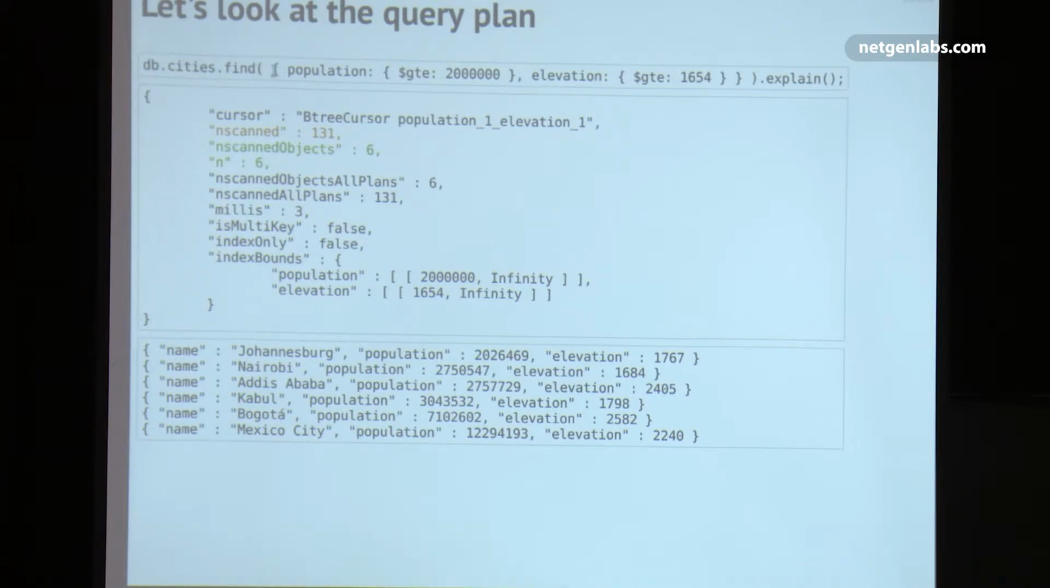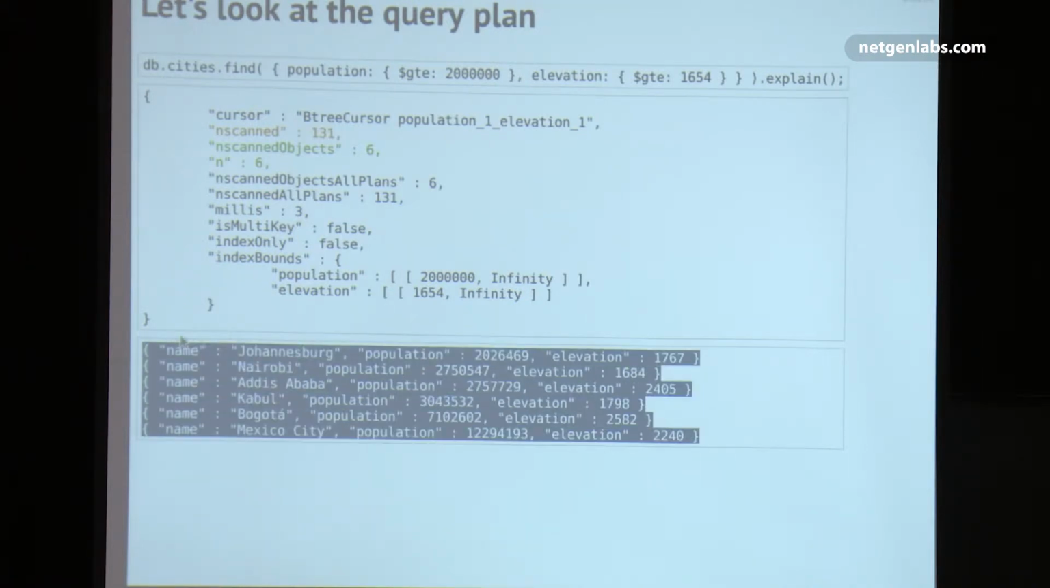So what we do as a query, we do population needs to be larger than or equals to 2 million, and the elevation larger than or equals to a mile. That's a mile in meters. And we call explain. So you see that cursor, it says it's a B-tree cursor for population and elevation. So that is the index we expected it to use, because that's the one we created for it. But you also see that n scanned is 131. It's a lot higher than the amount of documents that we've actually been returning. And the cities that you get back are then the following 6.